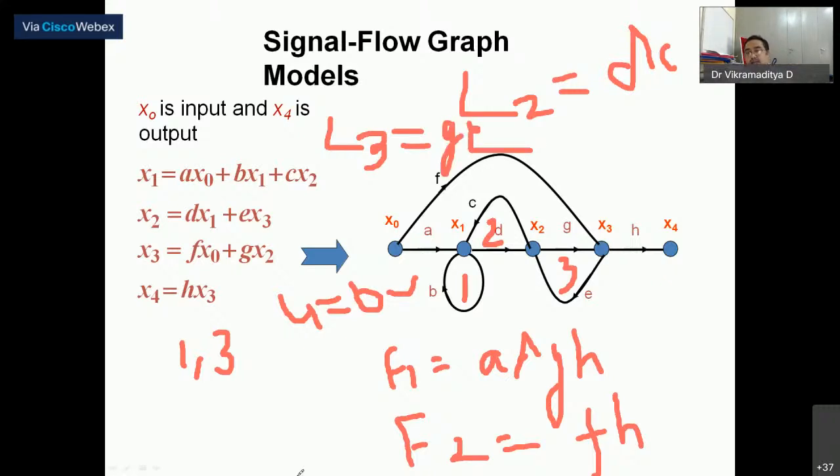Now, if I ask you the gain product of the two non-touching loops, there is another word called gain product. So these 1 and 3 are the one pair which is non-touching. So its product will be equal to how much? What is the loop gain of 1? B. What is the loop gain of 3? GE. So the gain product for this non-touching pair will be BGE. I think it is clear. If clear, then please write down yes sir, clear. And if any doubt, then you can write down that doubt.